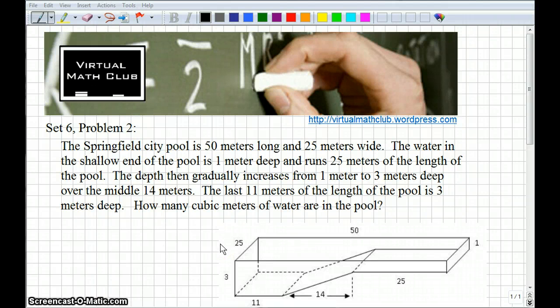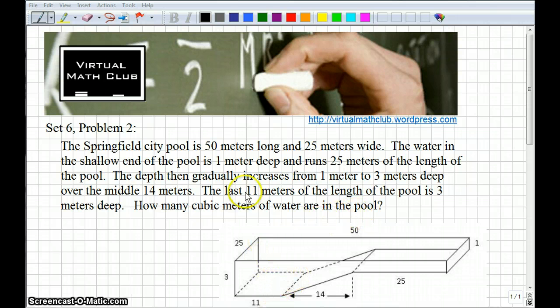All right, in problem number 2, the Springfield City Pool is 50 meters long and 25 meters wide. The water in the shallow end of the pool is 1 meter deep and runs 25 meters of the length of the pool. Okay, so that's this part over here. And then the depth gradually increases from 1 meter to 3 meters over the middle 14 meters. And then the last 11 meters of the pool is 3 meters deep. And we're asked to find how many cubic meters of water are in the pool.